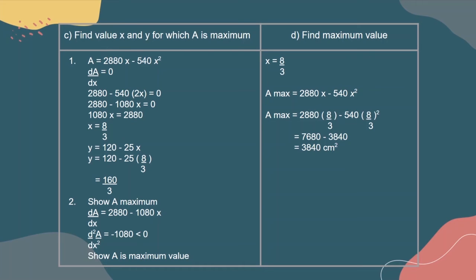We move on to question D. Find the maximum value. We already know that x is equal to 8 per 3, and the A equation is equal to 2880x minus 540x squared. We have to substitute the x value into the A equation. After we substitute and simplify the equation, we got A maximum equal to 3840 centimeter square. Why centimeter square? It is because it is area.